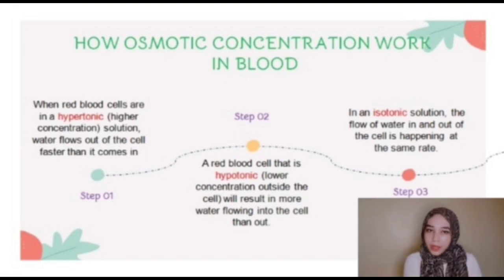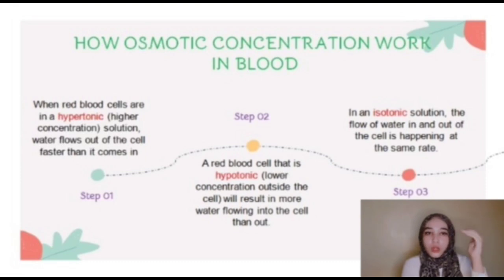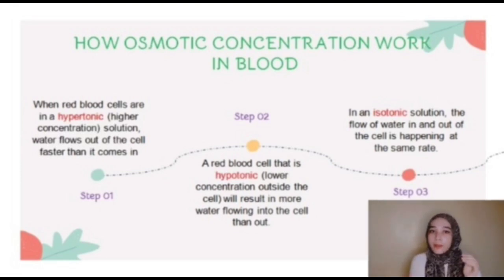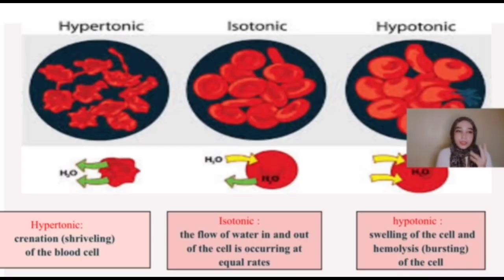When red blood cells are in a hypertonic solution, which is a higher concentration, the water flows out from the cell faster than it comes in. Next, red blood cells in a hypotonic solution, which is a lower concentration outside the cells, will result in more water flowing into the cell than out. The last one is when a red blood cell is in an isotonic solution, the flow of water in and out of the cell is happening at the same rate. Now let's relook at the picture in this slide.